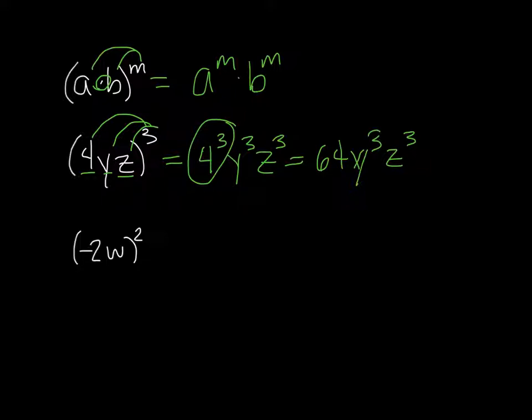Okay, on our next example I have -2. Now that negative, look at that negative as being part of that 2. So we have -2 squared and w squared. And then -2 squared, that would be positive 4, because the negative is squared also, and then w squared. Okay, so those are those in a nutshell.